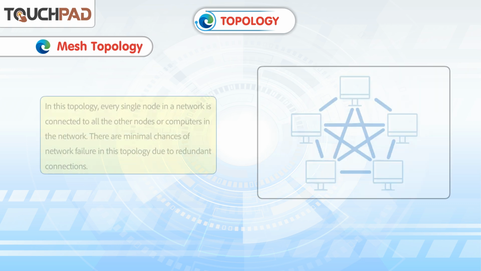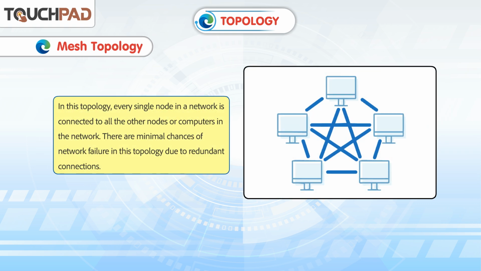Mesh topology. In this topology, every single node in a network is connected to all the other nodes or computers in the network. There are minimal chances of network failure in this topology due to redundant connections.